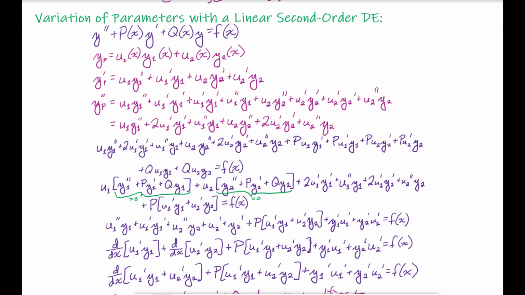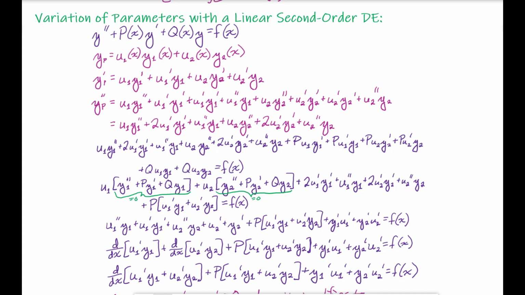So taking the derivative of y_p, I find that I've got u1 y1 prime plus u1 prime y1 plus u2 y2 prime plus u2 prime y2. And taking the second derivative, again, lots of product rules applied there, and I get this lovely derivative.